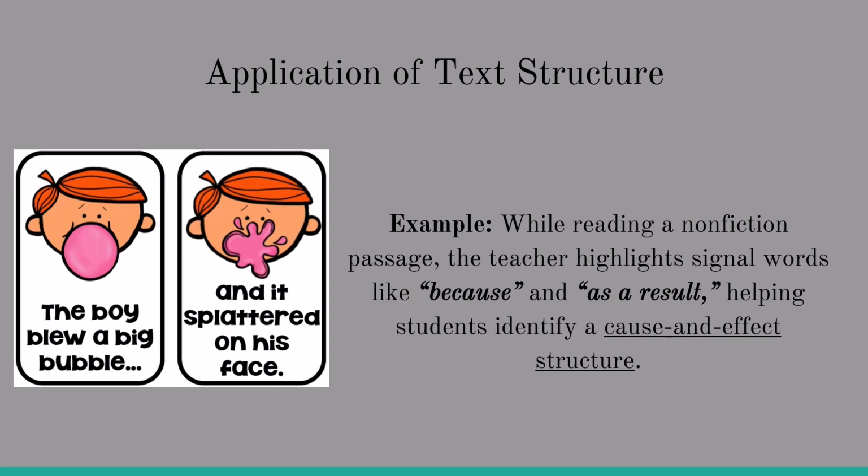So an application of text structure within a classroom could be while reading a nonfiction passage, the teacher can highlight signal words like because and as a result, which helps students identify a cause and effect structure. So for example, the boy blew a big bubble. That would be our cause, and it splattered on his face is the result. So it's our effect from blowing the big bubble. This example works perfectly for little kids, younger grades, and students who just might need a little bit more guidance with understanding this concept.